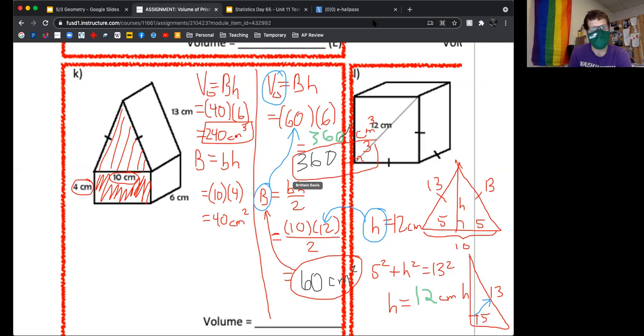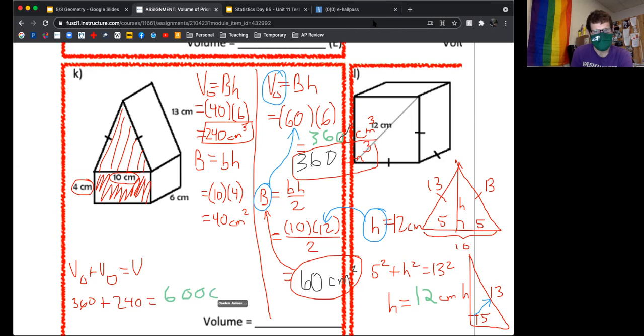Now we're not done at this point, but luckily we've done all the hard part, because the volume of this entire shape is going to be the volume of our triangular prism plus the volume of our rectangular prism. That'll be the total volume. We've got both of those numbers. It's pretty straightforward. For the triangular prism, it's 360. For the rectangular prism, it's 240. Add that up, and we get our total volume. Perfect, 600 centimeters cubed.